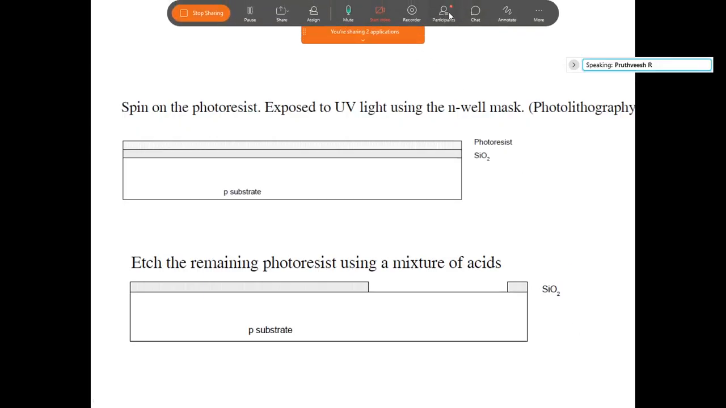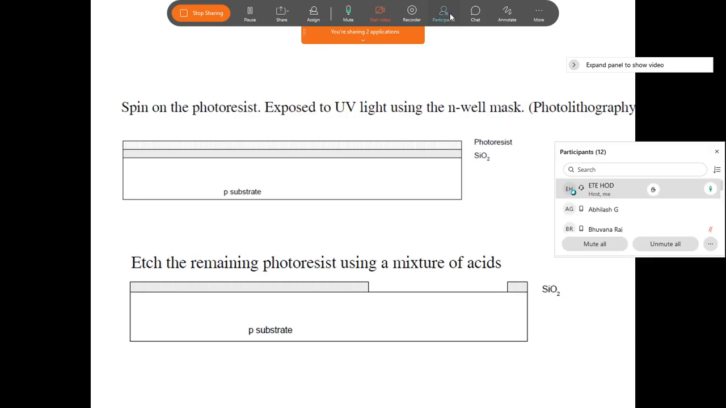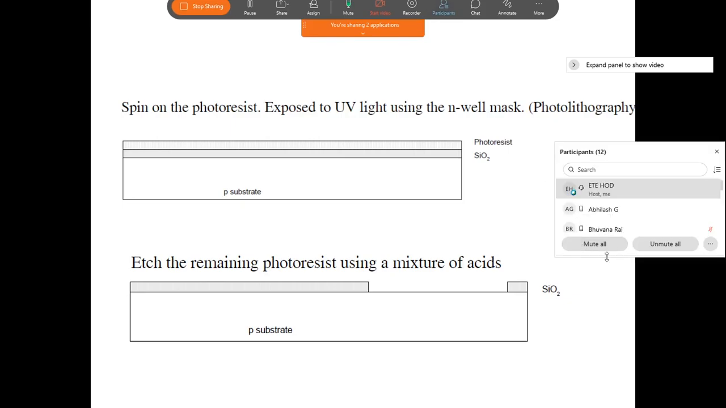Okay, others can also speak out. Are you all there? Yes, sir. Say yes, no. We're all there. Sir, Abhilash.